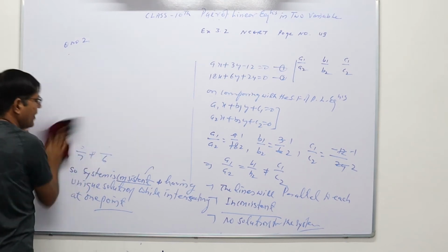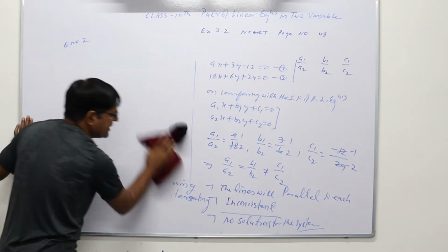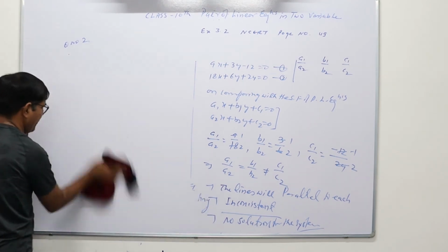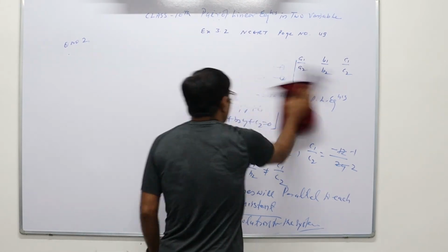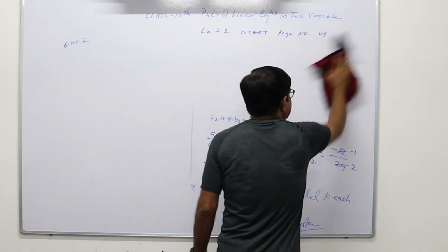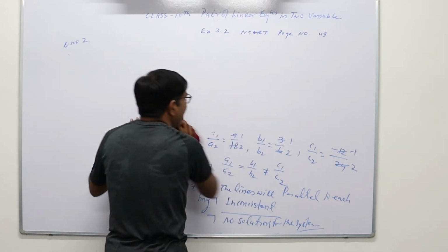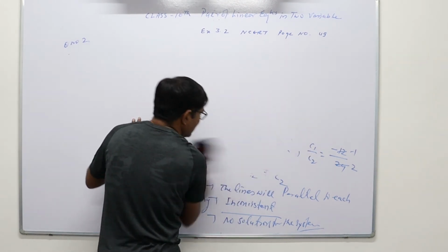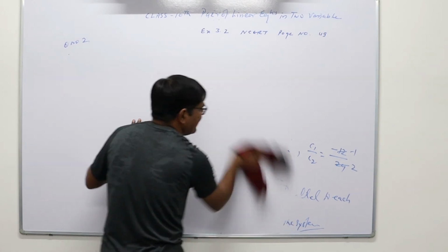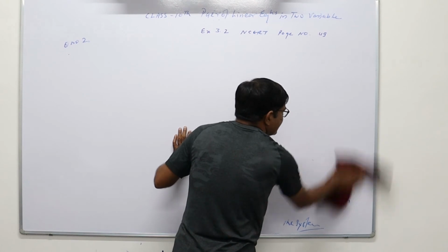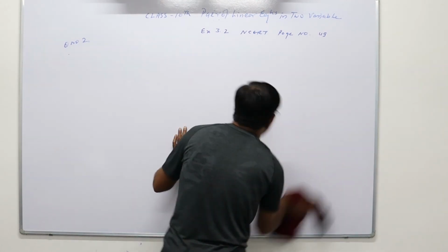So the most important thing: whenever you have to check a system, first you will find the coefficients. In the coefficients, you have to remember: if a1 upon a2 is not equal to b1 upon b2, the lines will intersect, and the system will be consistent and have a unique solution. If a1 upon a2 is equal to b1 upon b2 is not equal to c1 upon c2, then the lines will be parallel to each other, the system will be inconsistent, and there will be no solution.